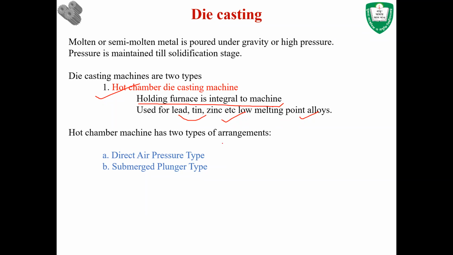And there are two types of this machine that can be described. One is the direct air pressure type and the other is the submerged plunger type. We'll talk about both of them.